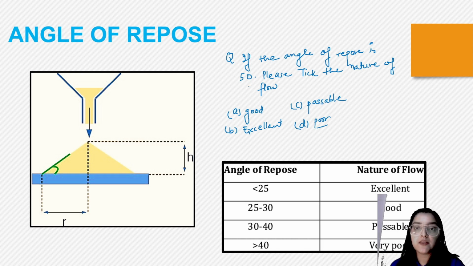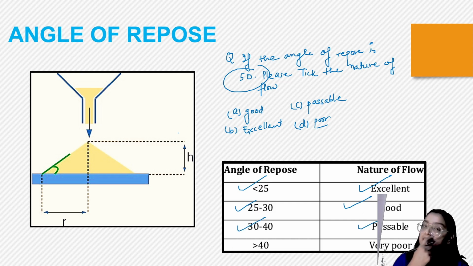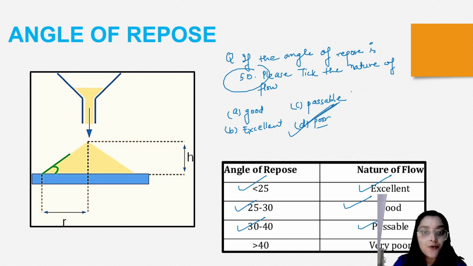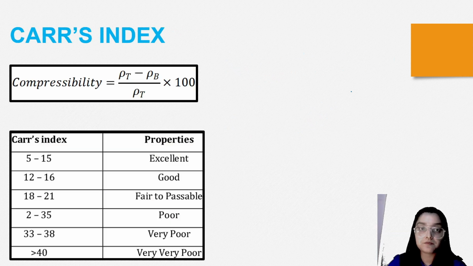Now you can see the value is above 40. I have already mentioned if it's less than 25, the flow is excellent. If it's between 25 and 30, it is good. If it's 30 to 40, it's passable. If it's greater than 40, it's very poor. Obviously, 50 is greater than 40. So option D is correct. Without any doubt, such questions are so easy to answer. Just by memorizing the table right here, you can answer this question very easily. You should just memorize the table.